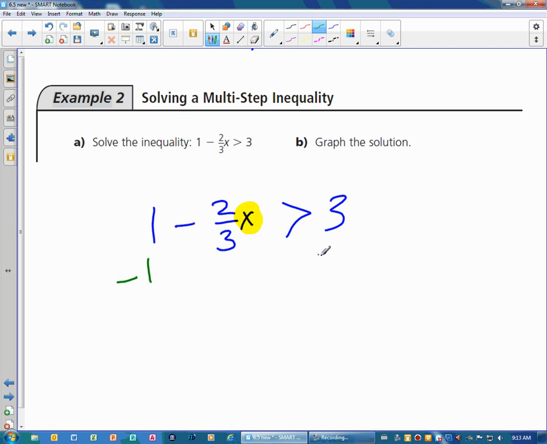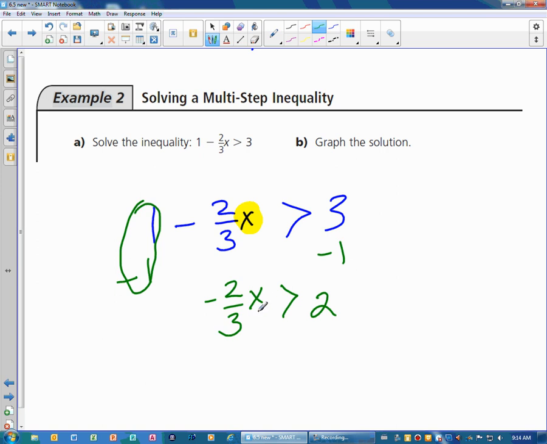Subtract 1, subtract 1. Now, I haven't done anything. I haven't multiplied or divided by a negative number yet, so nothing changes on my sign. 3 minus 1 is 2. Now 1 minus 1 is gone, but this is where the mistake happens. This negative is attached to the 2/3. Okay, so that negative stays. That's where the mistakes happen.